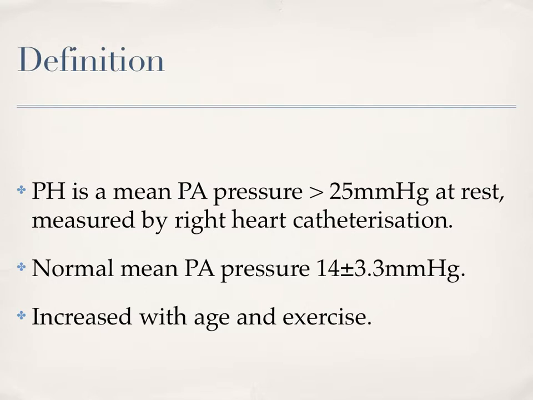If we think about the definition of pulmonary hypertension, it's a mean PA pressure greater than 25 millimetres of mercury at rest, measured by right heart catheterisation, and the normal value is around 14 millimetres of mercury, although that increases a bit with age and also with exercise. The pulmonary circulation is usually a low pressure, low resistance circuit, and a mean PA pressure greater than 45 is classified as severe pulmonary hypertension.